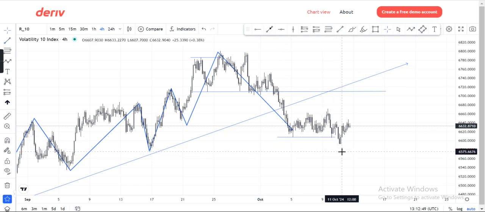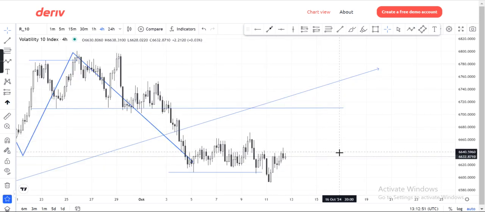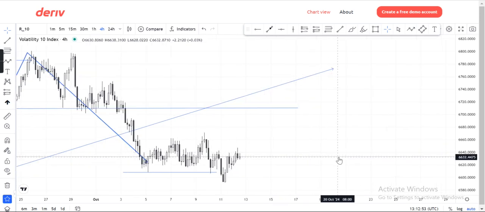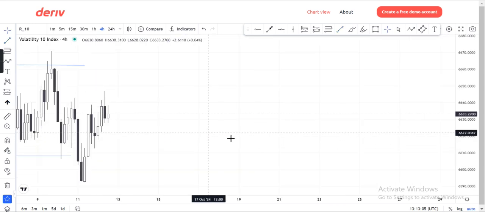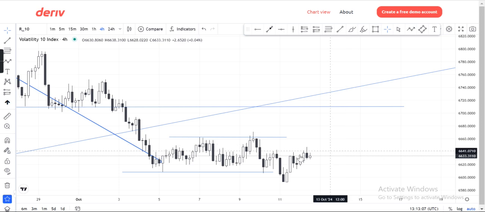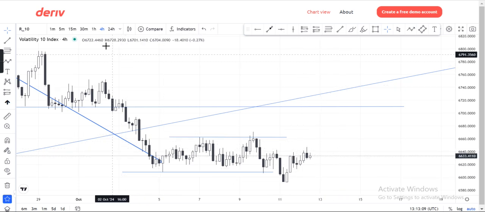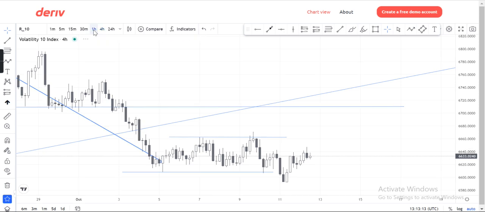So this is our break of structure. We have a break of structure here. And then another thing we can closely look at is what we'll call our liquidity grab, or some persons will call it liquidity swipe. So we can see our liquidity grab here. So having seen our liquidity grab at this point, we can now go to the smaller time frame, which is the 1 hour time frame.